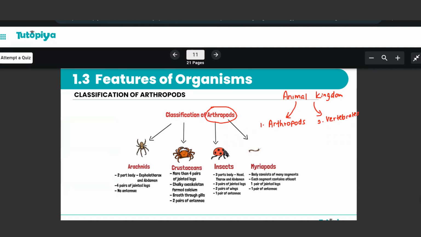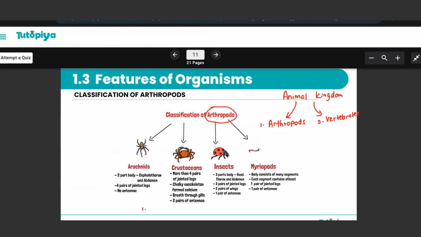So let's first start with the arthropods. We're going to be learning about these animals called the arthropods. So here are some examples of arthropods. Now, these arthropods are all invertebrate animals. Now, what does this term invertebrate mean? It basically means that all these animals which fall under this group do not have a backbone. And in addition to that, there are actually 2 other unique features of arthropods.